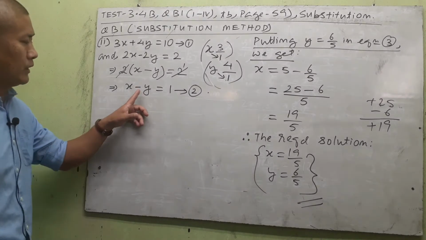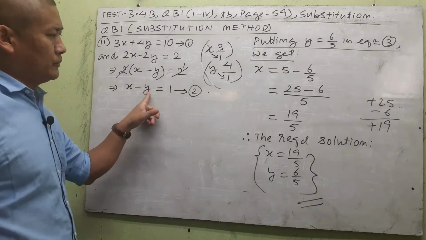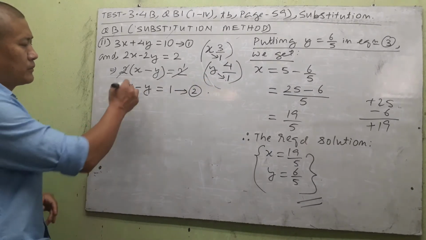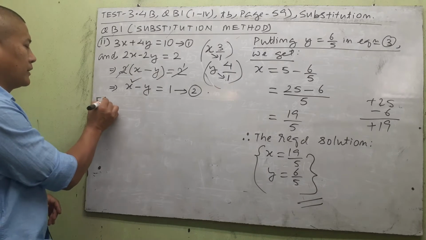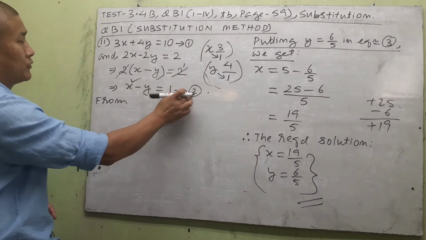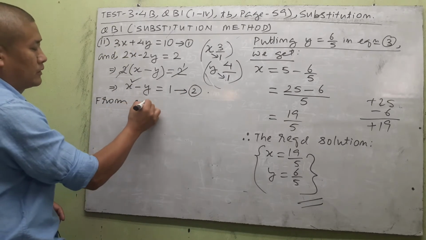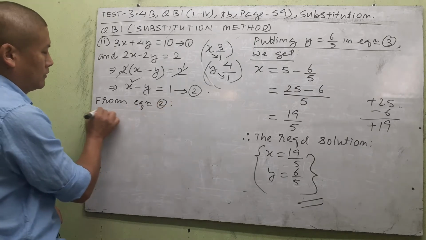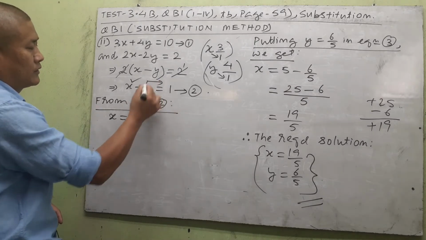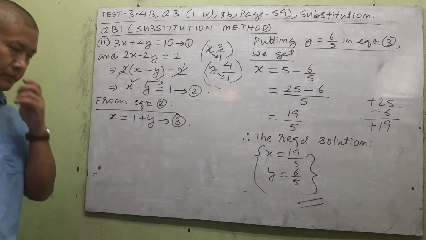If you choose 1x, you put it alone on the left side. If you choose 1y, you put y alone on the left side. So maybe we can just choose x again. Since 1x is in equation number 2 and not in 1, which has 3x, from equation number 2 let's write x equals 1, shifting this one to the right side, plus y, and we'll call this equation 3.